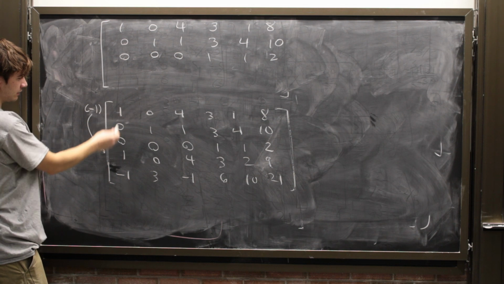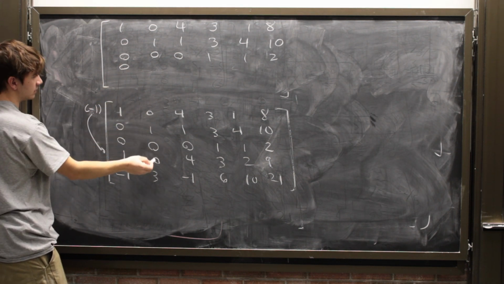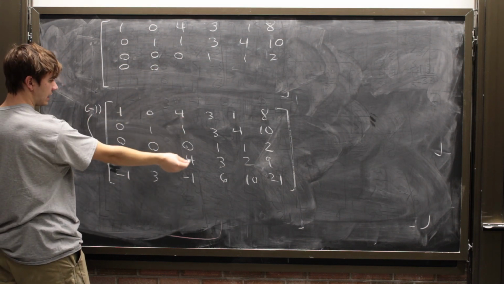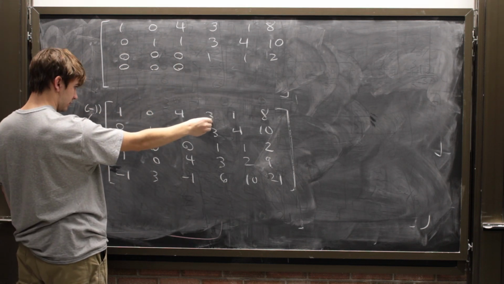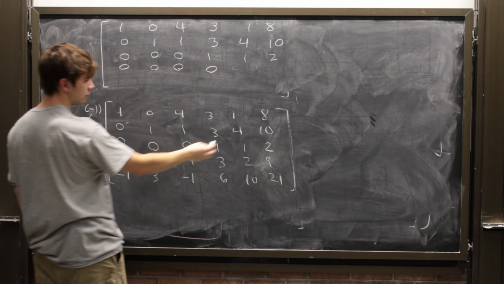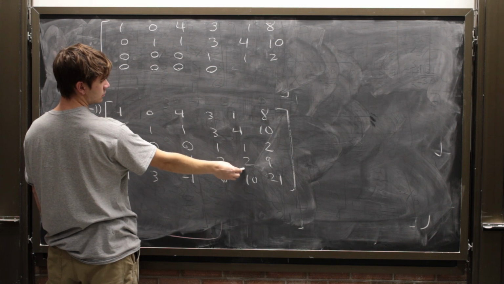All right, negative 1 times 1 added into the 1 is 0. Negative 1 times 0 added into the 0 is 0. Negative 1 times 4 is negative 4, added into the 4 is another 0. Negative 1 times 3 is negative 3, added into this 3 is 0. Negative 1 times 1 added into the 2.